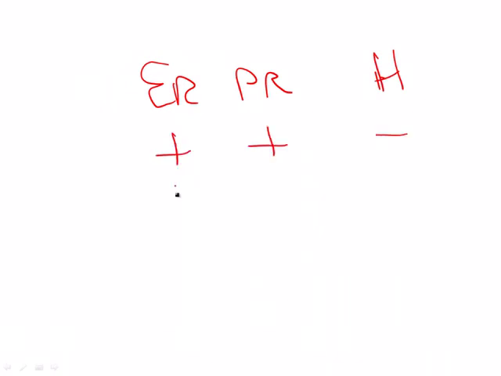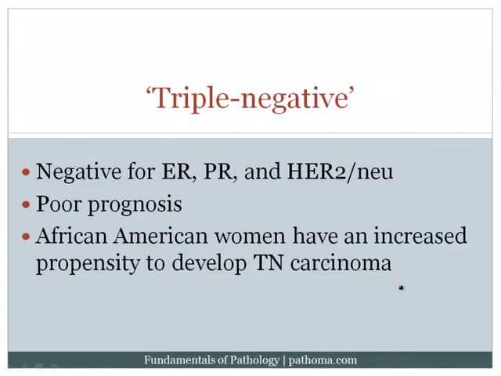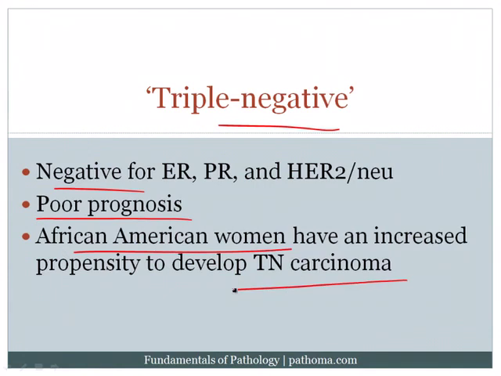It's also possible that you could be ER positive, PR negative, HER2 negative. It's possible to be negative for ER, negative for PR, and positive for HER2, etc. But there's one particular subtype to be aware of, and that's when patients are negative for all three predictive markers. In those cases, patients are called triple negative. What's important about this subtype is that it has a poor prognosis, and that African American women have an increased propensity to develop triple negative carcinoma.